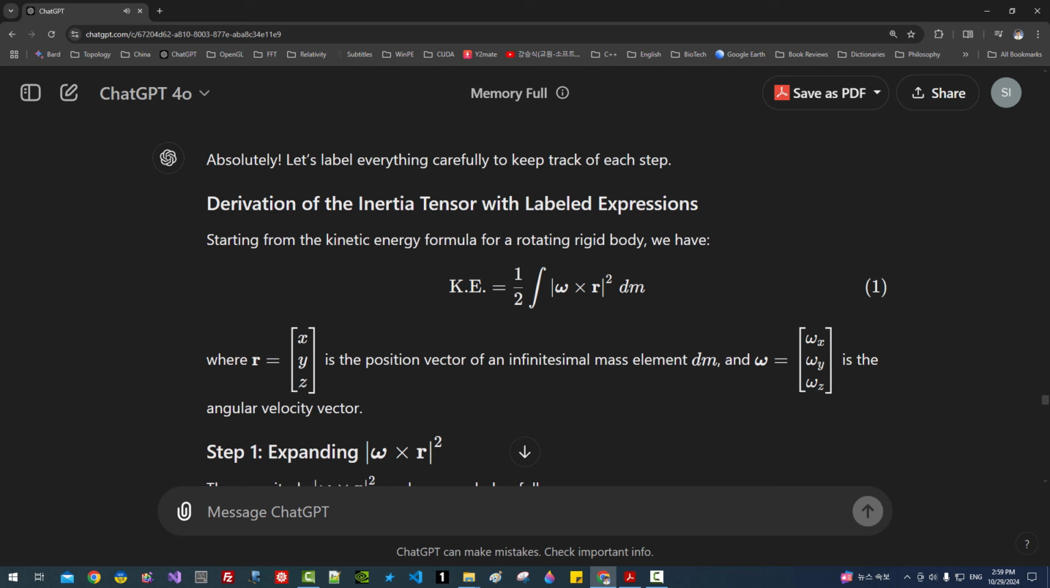Absolutely. Let's label everything carefully to keep track of each step. Derivation of the inertia tensor with labeled expressions. Starting from the kinetic energy formula for a rotating rigid body, we have KE equals 1/2 the integral of (ω × r)² dm, where r equals the vector (x, y, z) is the position vector of an infinitesimal mass element dm, and ω equals the vector (ω_x, ω_y, ω_z) is the angular velocity vector.